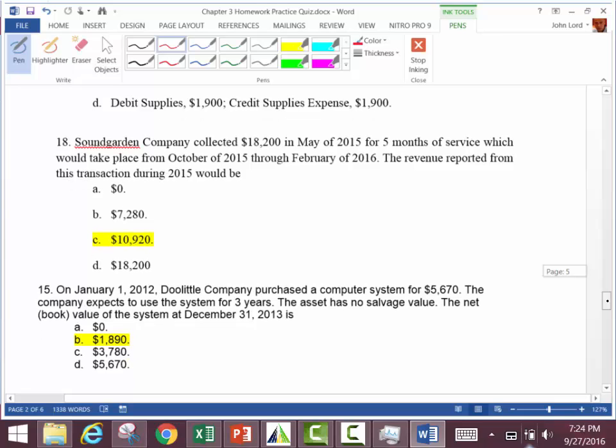Five-month service. The revenue reported from this transaction. Who wants to do this one? You want to do this one?